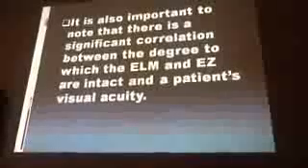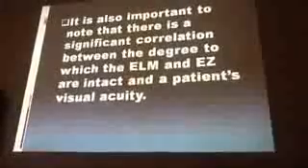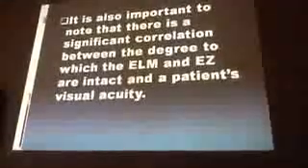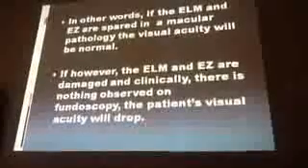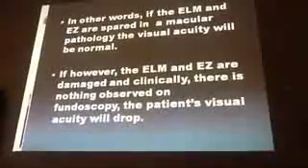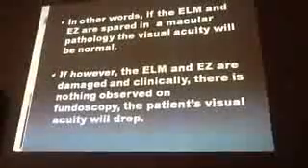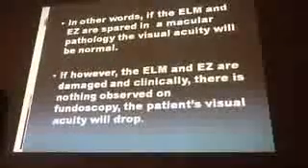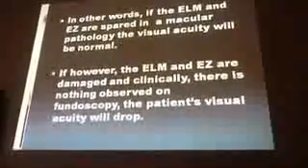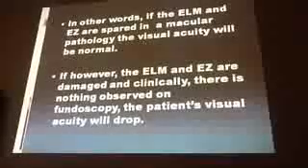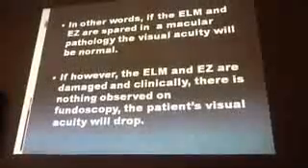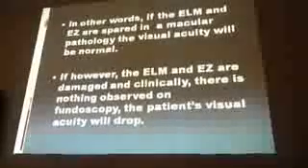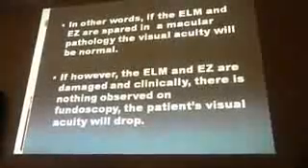It's also important to note that there is a significant correlation between the degree to which the external limiting membrane and ellipsoid zone are intact and the patient's visual acuity. In other words, if the external limiting membrane and ellipsoid zone are spared in a macular pathology, the visual acuity will still be normal. If, however, they are damaged and clinically there is nothing observed on fundoscopy, the patient's visual acuity will drop. So you begin to wonder what's happening. The reason is that these two structures are affected, even though you don't appreciate anything on fundoscopy.